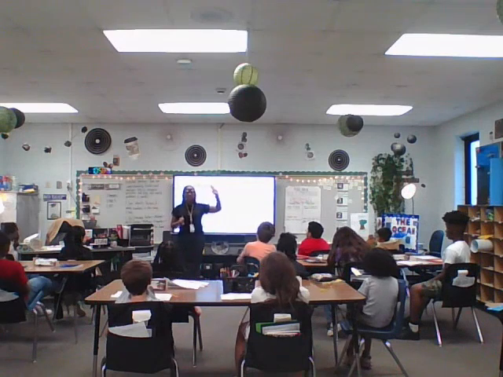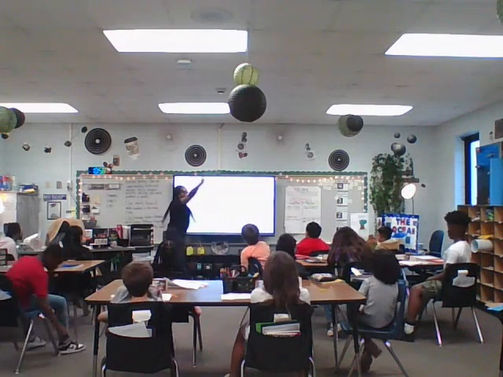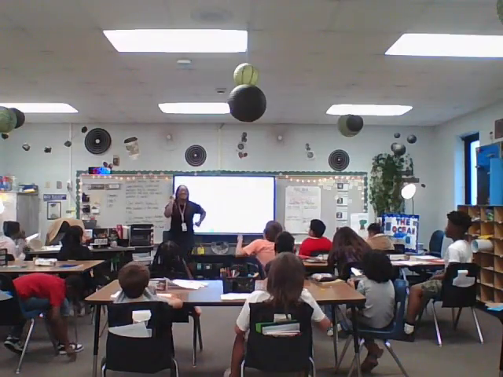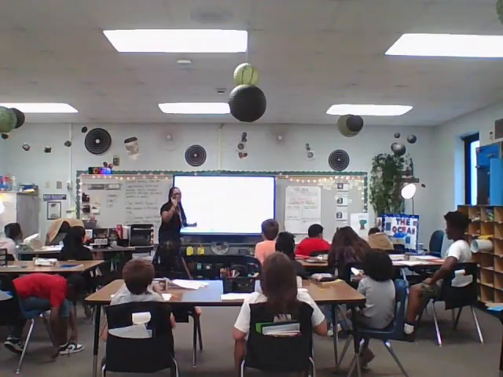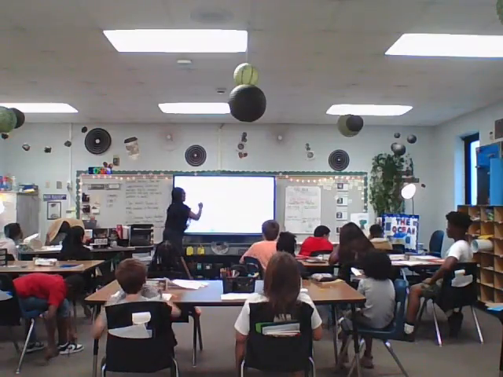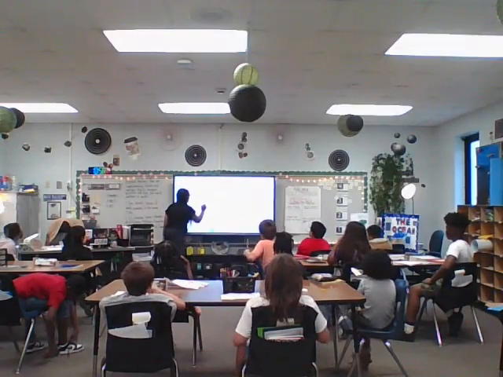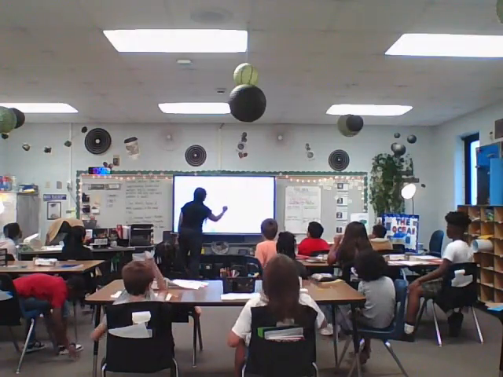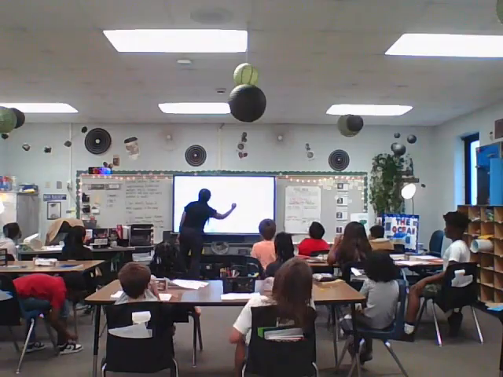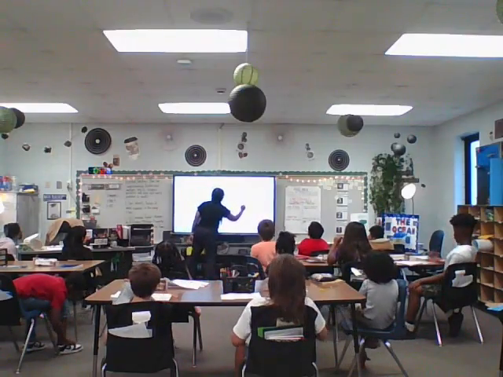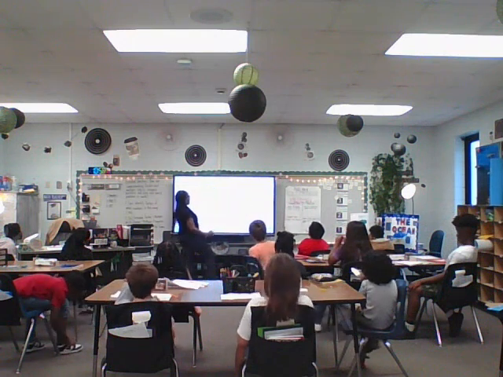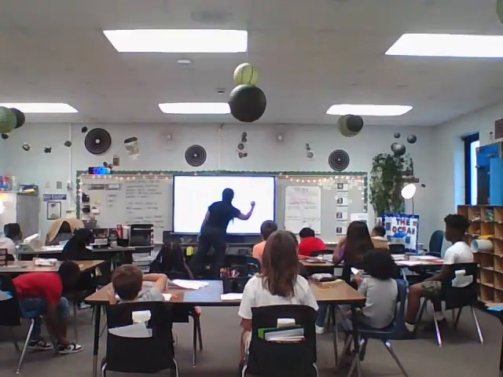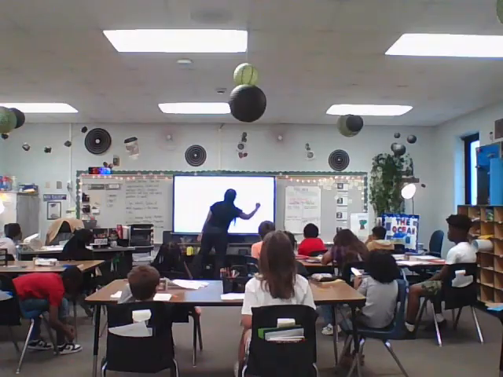Whenever we list multiples, we always start with what number? The given number. What's the given number? 3. Start with 3. And we're going to do what? Skip count. All right. So 3, 6, 9, 12, 15, 18, 21, 24, 27, 30. We'll stop here.